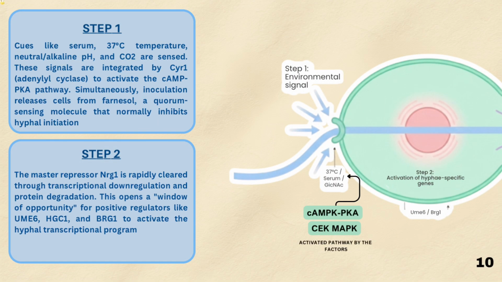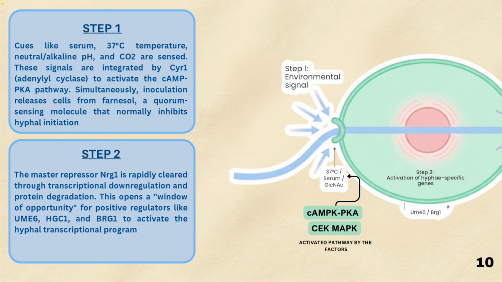Our journey begins when Candida albicans senses an environmental signal. Inside the host, it feels the warmth of 37 degrees, senses serum, and detects the change in pH, also CO2. These signals are interpreted by CYR1 to activate the cAMP, PKA, CEK, MAPK pathway. Simultaneously, inoculation releases cells from farnesol, a quorum sensing molecule that normally inhibits hyphal initiation.